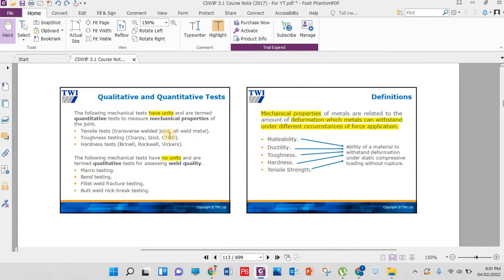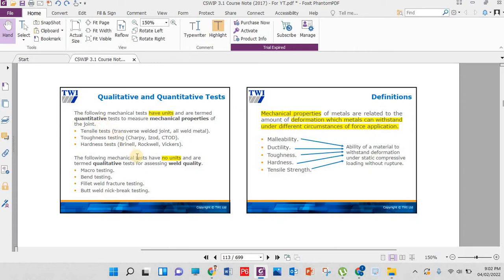Okay, two types of tests. In destructive tests, we have two types: qualitative tests and quantitative tests. Those tests which have units, like the tensile test, which has units like Newton per square millimeter, or the toughness test or hardness test, have some magnitude with units. It's known as a quantitative test.